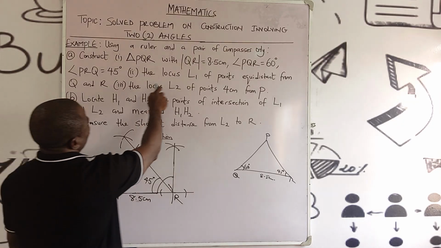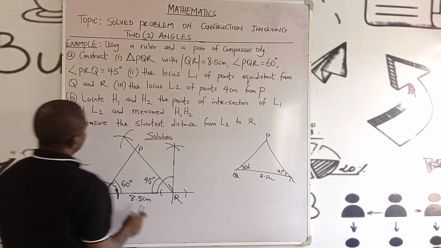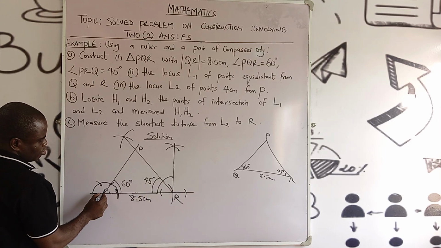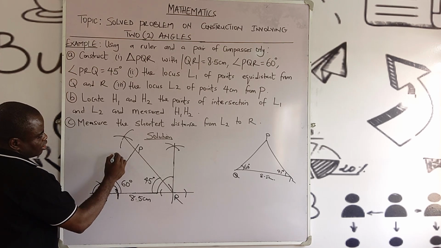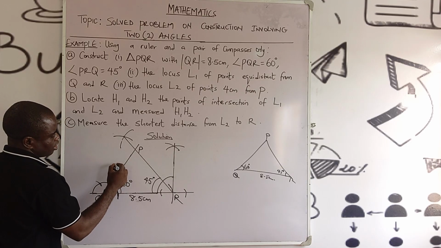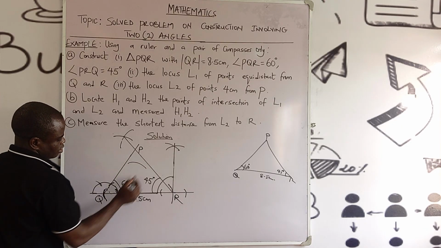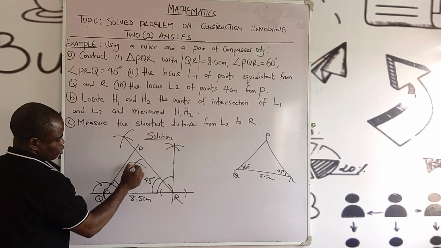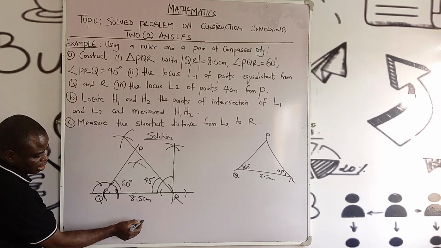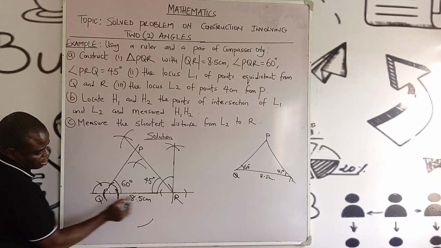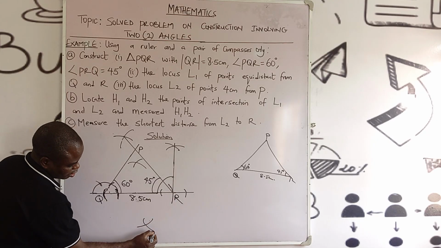Now you are told that the locus L1 of points equidistant from Q and R. At this point, you make your arc, bring your compass here, bisect. Let's say you bisect like this. This point you bisect. At this point also you extend it. You bisect with the same radius, bring it down, turn it the other side, bisect this point.